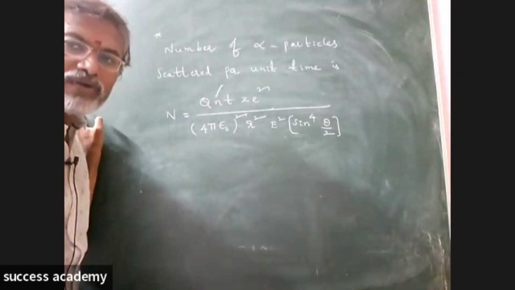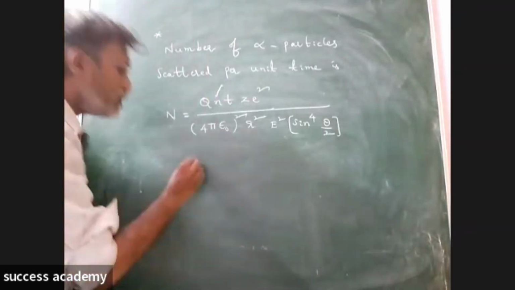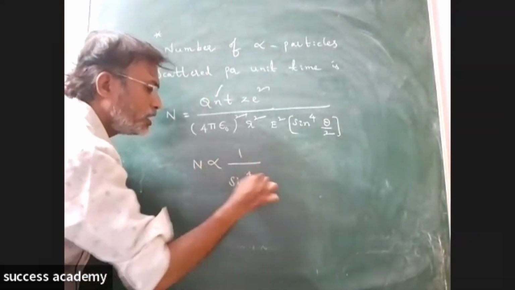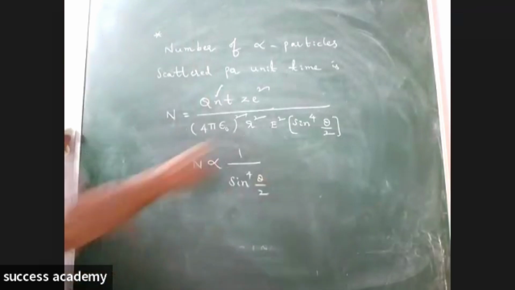Okay, so all these are the measurements. From this, one important point: N is inversely proportional to sin power 4 theta by 2.